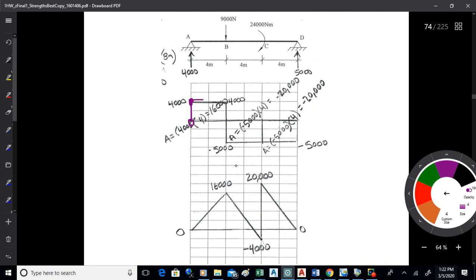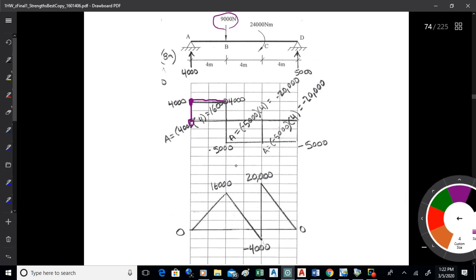Nothing happens there. There's nothing on there to change the shear until you hit the 9,000. That will drop you by 9,000, so you get from 4,000 down to negative 5,000. Okay. Now that couple does not directly affect the shear diagram, so the shear diagram just goes straight across, because that couple doesn't affect it, and there's nothing else on there that will. And then that gets you to negative 5,000 on the right, and then this reaction pulls you back up to 0.